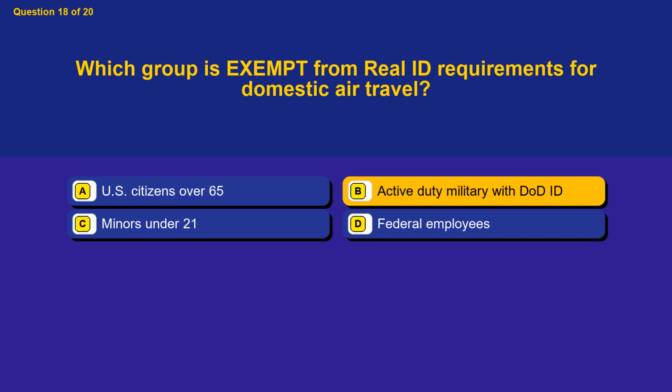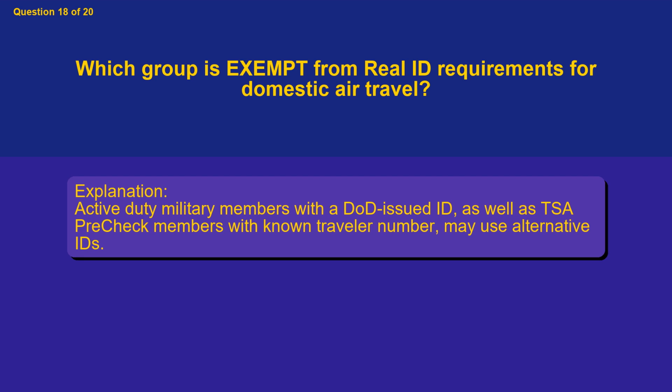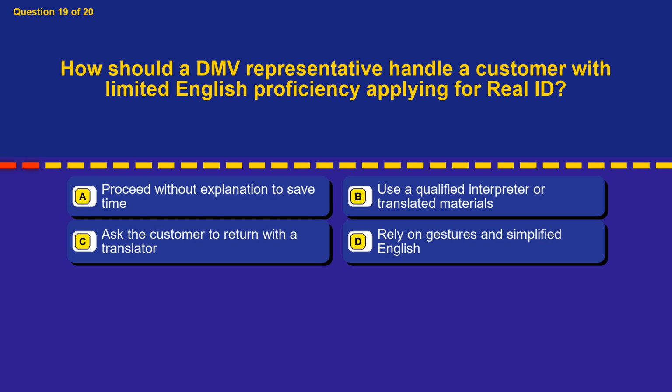The correct answer is option B, active duty military with DoD ID. Active duty military members with a duty-issued ID, as well as TSA PreCheck members with a known traveler number, may use alternative IDs. Question 19. How should a DMV representative handle a customer with limited English proficiency applying for Real ID?